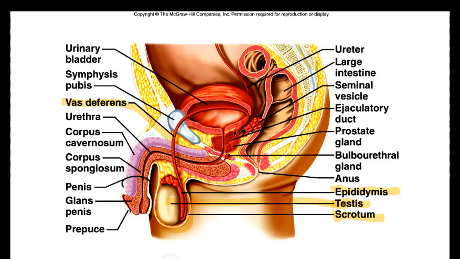Now coming up, as it comes up through, first we're going to hit that ejaculatory duct, which is going to add in some fluids through here. Then we're going to go to the seminal vesicle. That adds fluids.